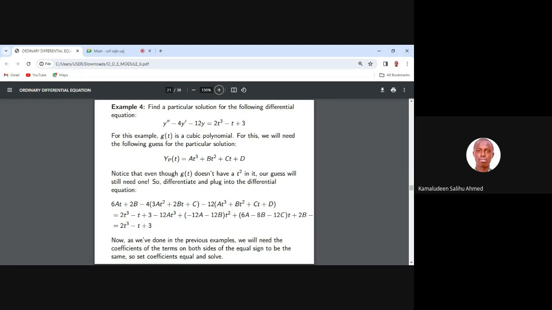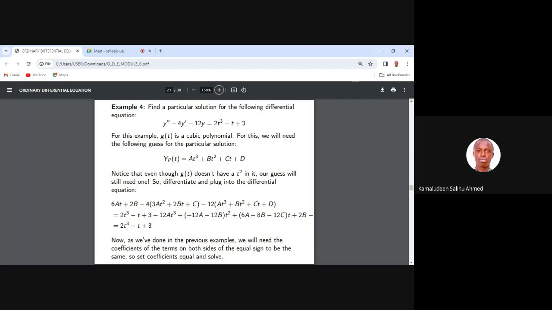So now we've solved example 1, the one with exponential. We solved the second one with IVP. We solved the third one with trig function. So now we want to check polynomial and see what will happen in the polynomial, the cubic polynomial. So what is the guess? What are you going to guess for it? So this was the guess.